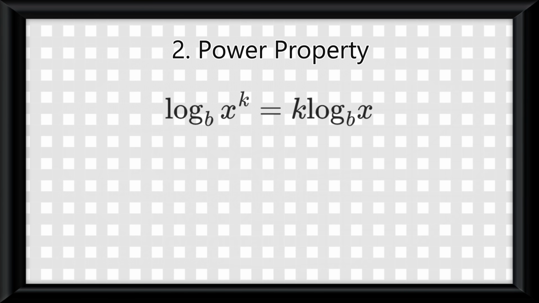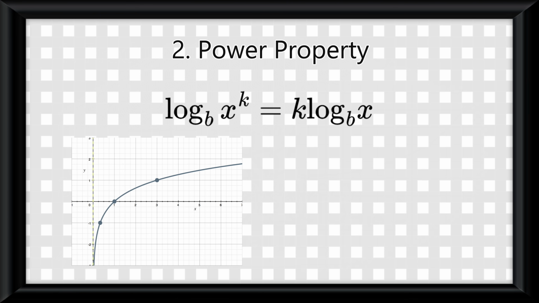The power property states that log base b of x to the k is equal to k times log base b of x. This means that if you ever have a log to the power of something, you can just move that power onto the front of the log. On the graph, this functions as being the vertical dilation, and you know what? Roll the clip again.